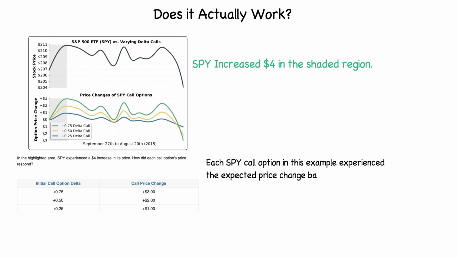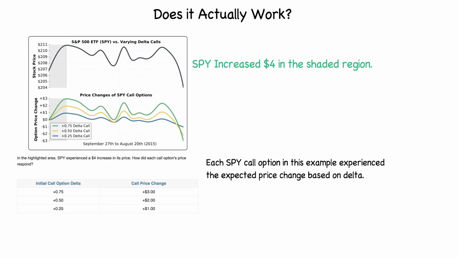In this example, everything worked out perfectly, and if we look at the 0.75 delta call option, the call price increased by $3. So if we take 0.75 and multiply it by 4, we get a $3 price change, which is exactly what the 0.75 delta call option experienced. On the other hand, the 0.25 delta call option experienced a price change of $1, which makes sense since if we take 0.25 and multiply it by 4, we get a positive $1 price change, which is exactly what happened.